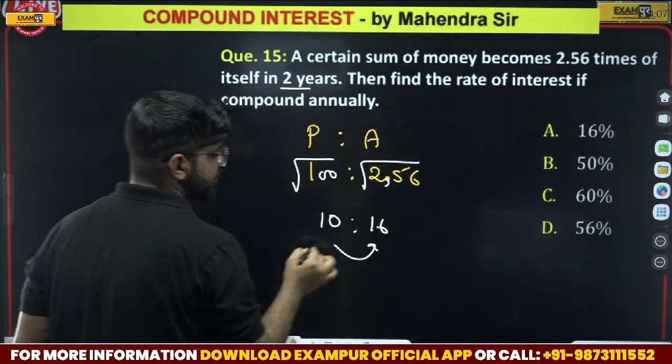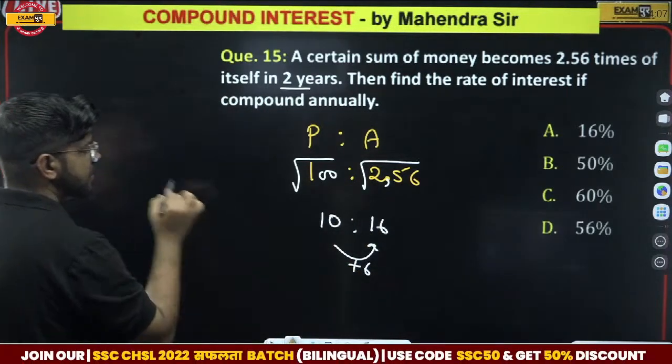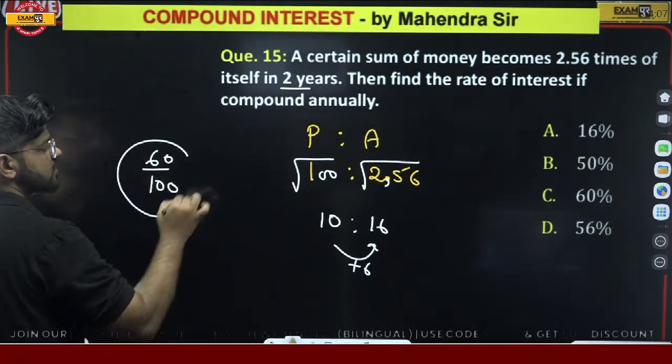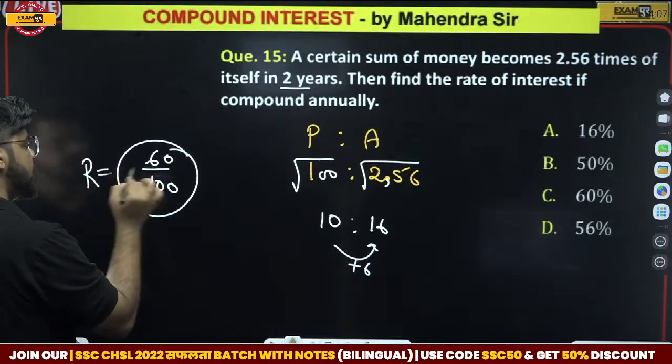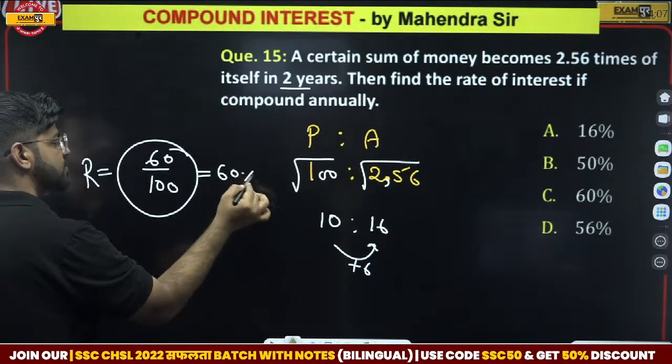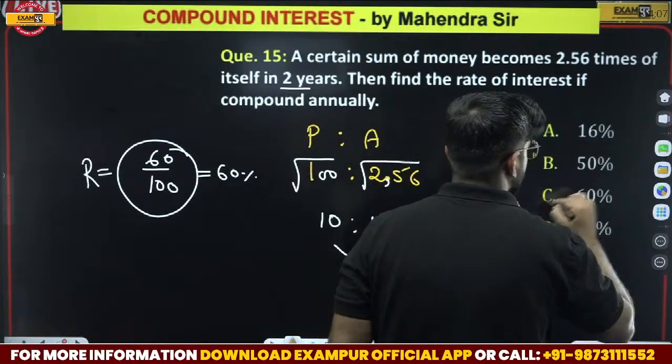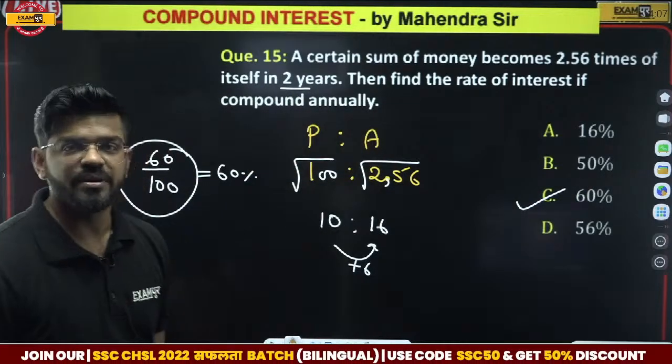How much increment? You can say, sir, 6 increment on 10. 6 on 10, that means 60 on 100. So answer is 60% interest rate. Superb, Manoj and Sam, very good, very good.